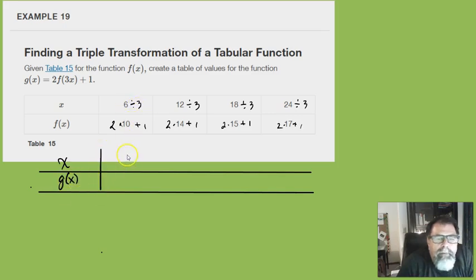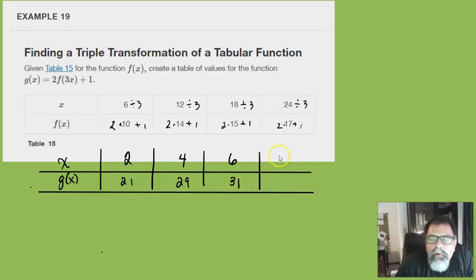So 6 divided by 3 is 2, and then I get 20 plus 1, 21. 12 divided by 3 is 4, 28 plus 1 is 29. 18 divided by 3 is 6, 30 plus 1, 31. 24 divided by 3 is 8, 34 plus 1 is 35. And that is my transformed function.